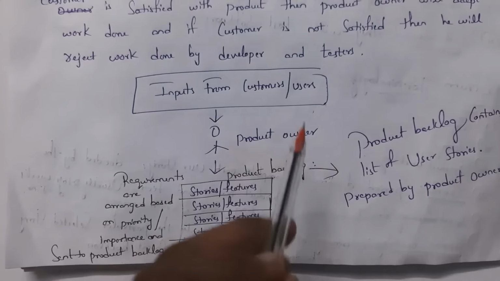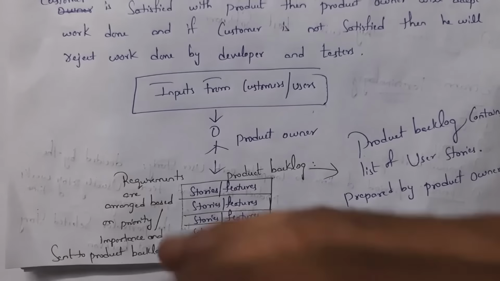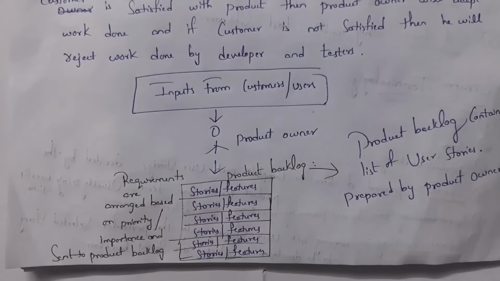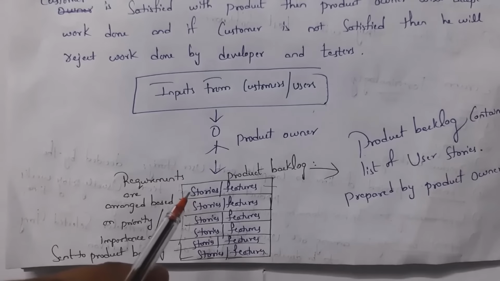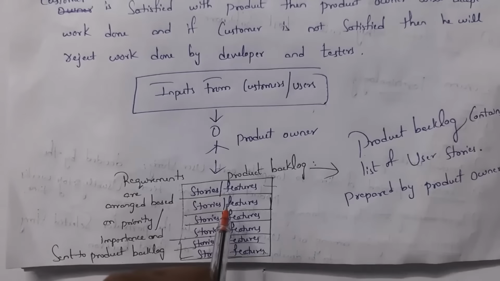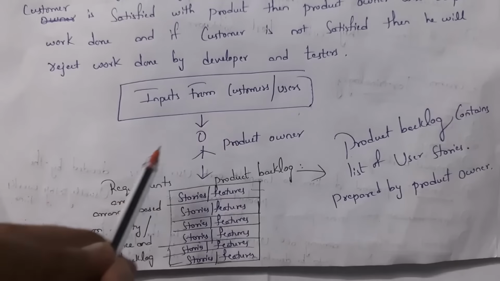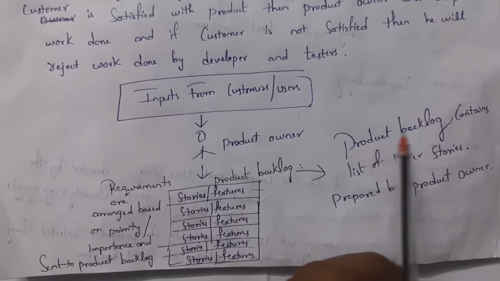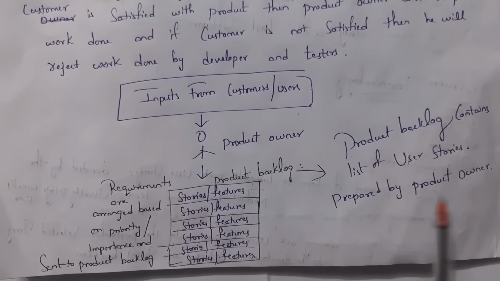So the product owner, after collecting all features from customers, will arrange all features based on priority or importance. For example, if you consider college software, in that college software, student login is one of the important features. After student login, faculty login is another important feature. So he will arrange all features based on priority. Guys, we call these features stories. So stories which have the highest priority are arranged first, and stories which have the least priority are arranged last. And this product owner will place all these features in the product backlog. So the product backlog contains a list of user stories prepared by the product owner.